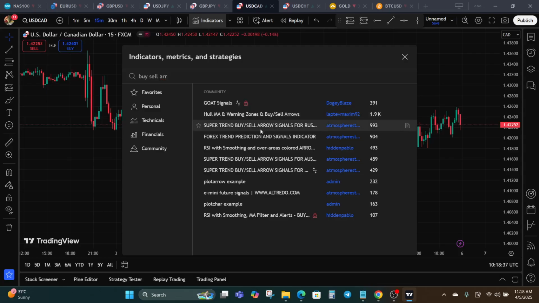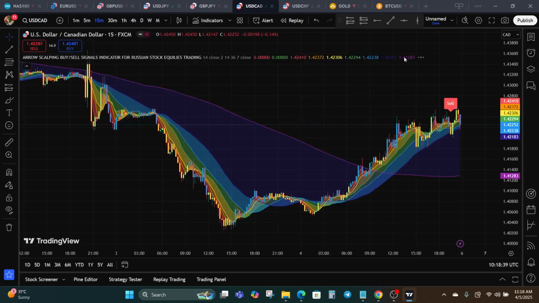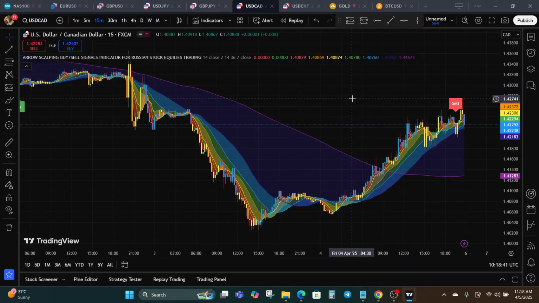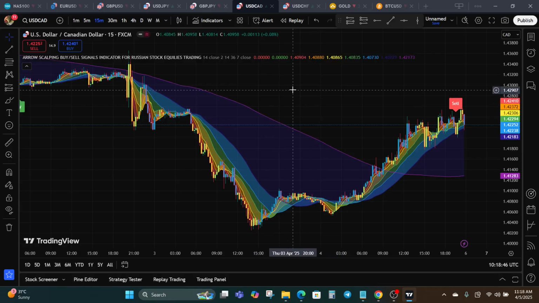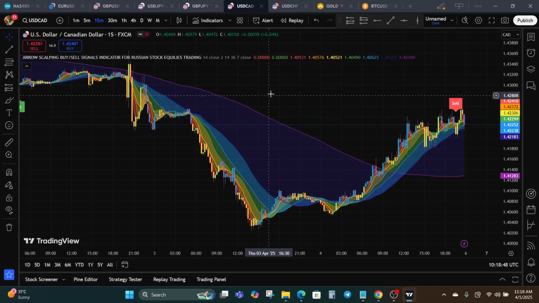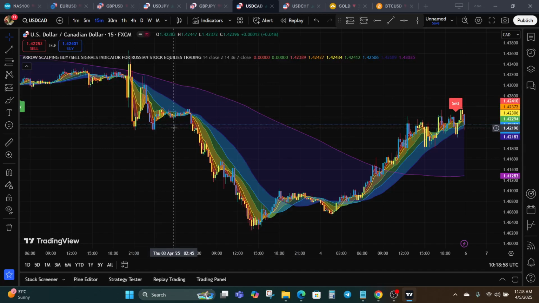So let us just work with the super trend buy sell arrow indicator. Basically I'm going to be describing how this indicator works and how to set it up. Of course, you have already seen how I added it to the chart, and then we're going to be looking at how you can use it to make better trading decisions. Whether you are just starting out or you are an experienced trader looking to refine your scalping strategy, this indicator can help you get an edge over the market.